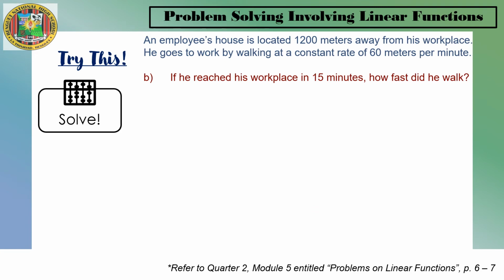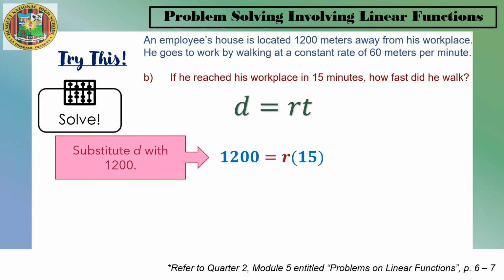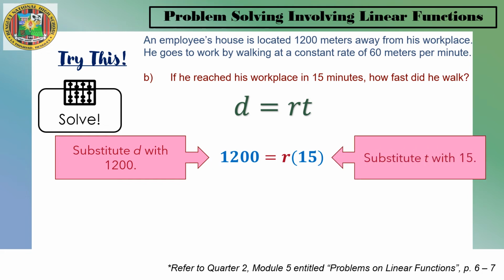Now let's solve for the answer of the second question using the same equation d = rt. From the question, we understand that the distance is the same, which is 1,200, so we still substitute d with 1,200. However, since the employee reached his house in 15 minutes, that means the speed, or r, has changed from 60 meters per minute. This shows we are solving for r, and we are going to substitute t with 15.